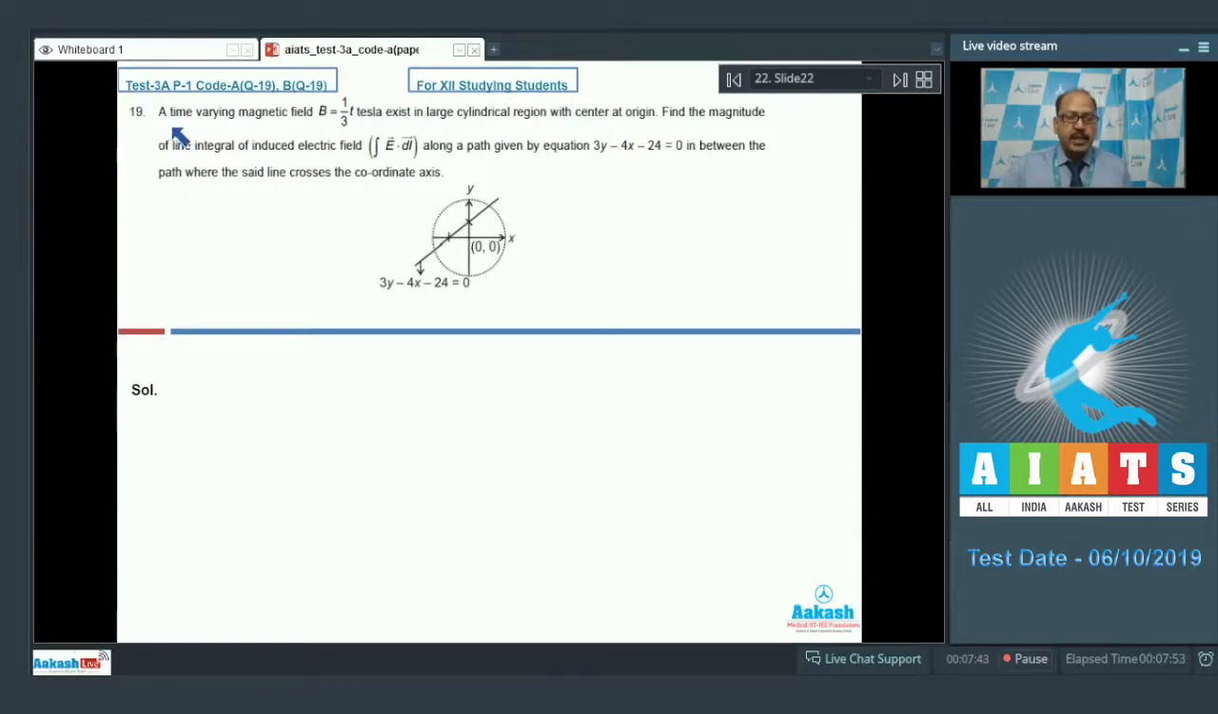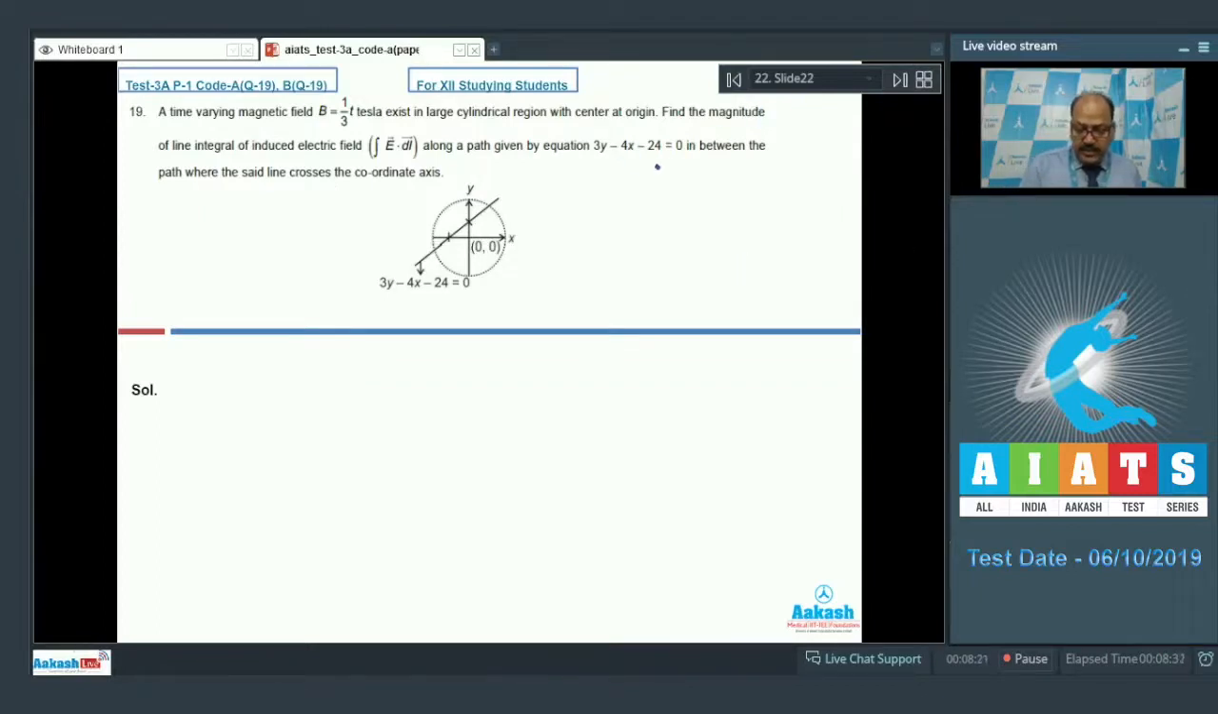Question 19 says, a time varying magnetic field B equal to 1 upon 3t Tesla exists in large cylindrical region with center at origin. Find the magnitude of line integral of induced electric field, integral E dot dl, along a path given by equation 3y minus 4x minus 24 is equal to 0 in between the path where the said line crosses the coordinate axis. There is a straight line.